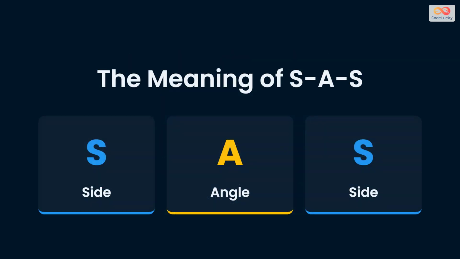Now let's break down the name. The letters in SAS are a recipe. S stands for a side of the triangle. A stands for an angle, so SAS means we are dealing with two sides and one angle.